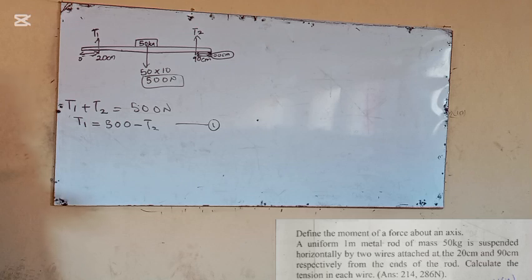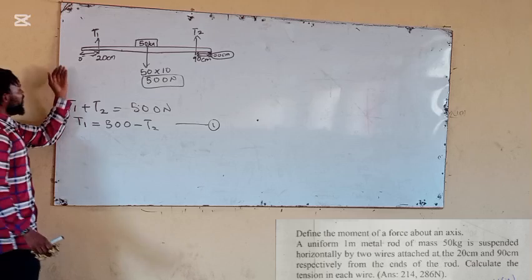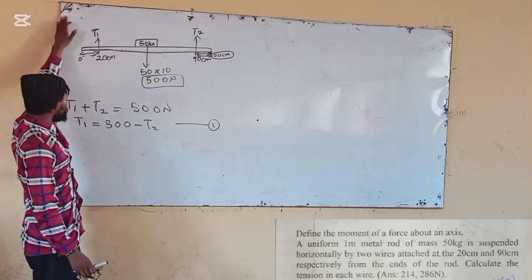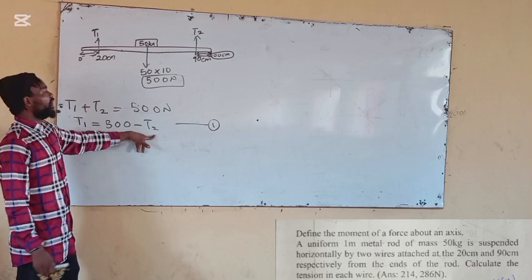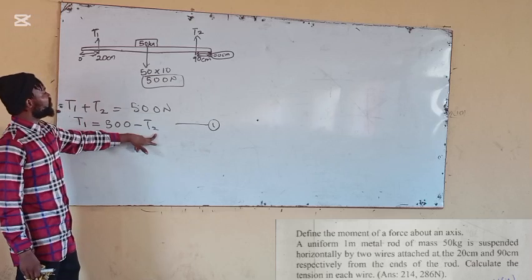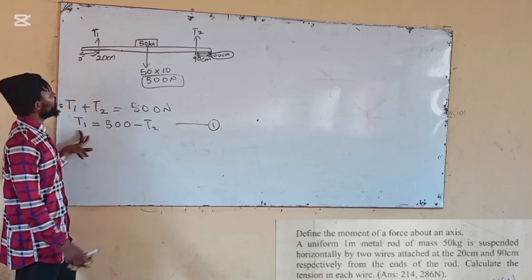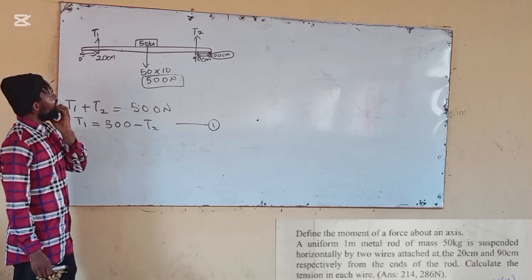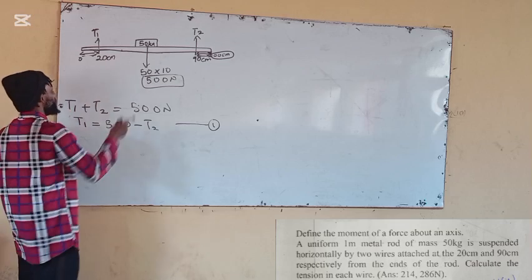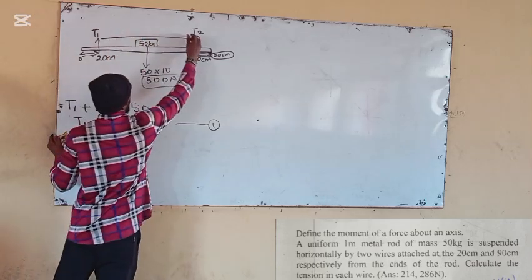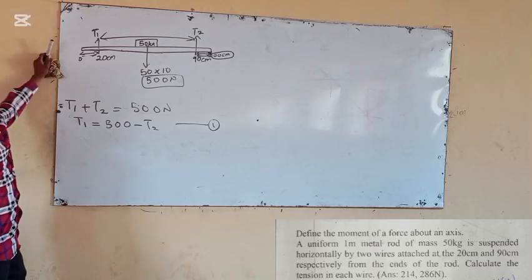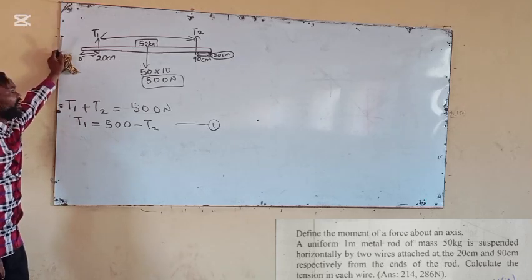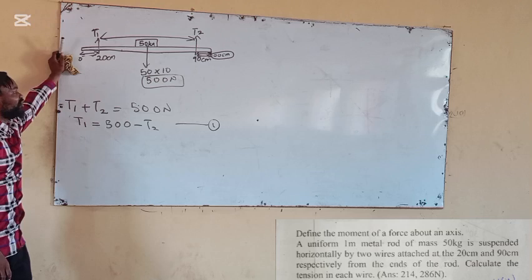Please see now, let's check something. I've already gotten T1 in terms of T2, but I don't know what T2 is, because the minute I get T2, I'll be able to put its value here and get my T1. Well, let's check the total measurement here. What is it? 70. Do you know why I'm telling you to find that total measurement?